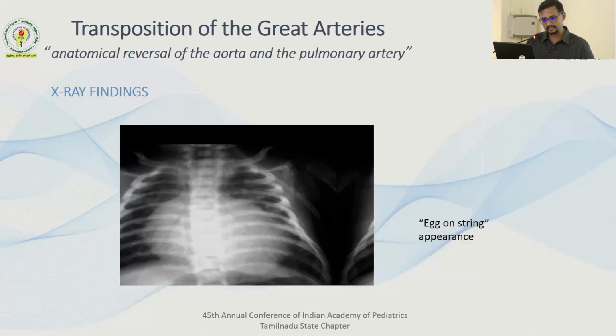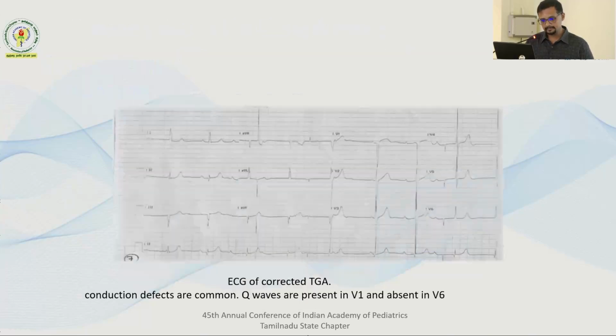So here is an X-ray of transposition of great arteries showing an egg-on-side appearance. Especially when a neonatal ECG is taken with a complete heart block, think about corrected TGA. Here we could see two things. One is a Q in V1, so absence of Q waves in V6 and presence in V1 suggests congenital corrected TGA by an ECG.